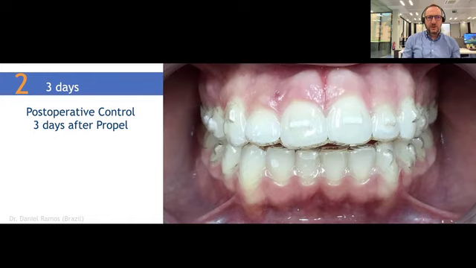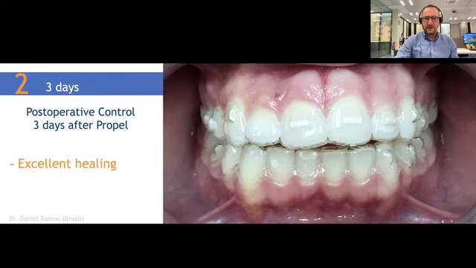So 3 days after the day we did the micro-osteoperforation procedure, we bonded the attachments and inserted aligner number 1. I asked her to come back to my office to try aligner number 2. Here we can see that we have aligner number 2 in 3 days with a good aligner seating, with a good tracking. We cannot see spaces between plastic and the crowns. So this is everything I want to see in this appointment.